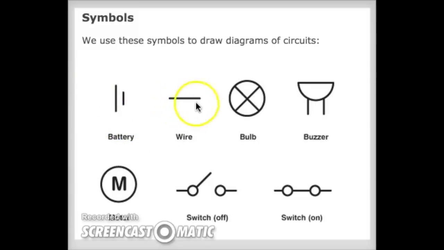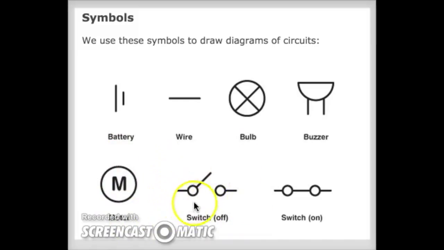This long line here is what we call a wire. So if you have a circle with a cross inside it, that is what you call a bulb. A buzzer is like a D, but the D is rotated and it has two lines here. That's a buzzer. Quite a tricky one to get your head around, but it could be easy if you visualise it. Motor, however, has a circle and an M. M, obviously, represents the word motor. Quite easy and quite straightforward.